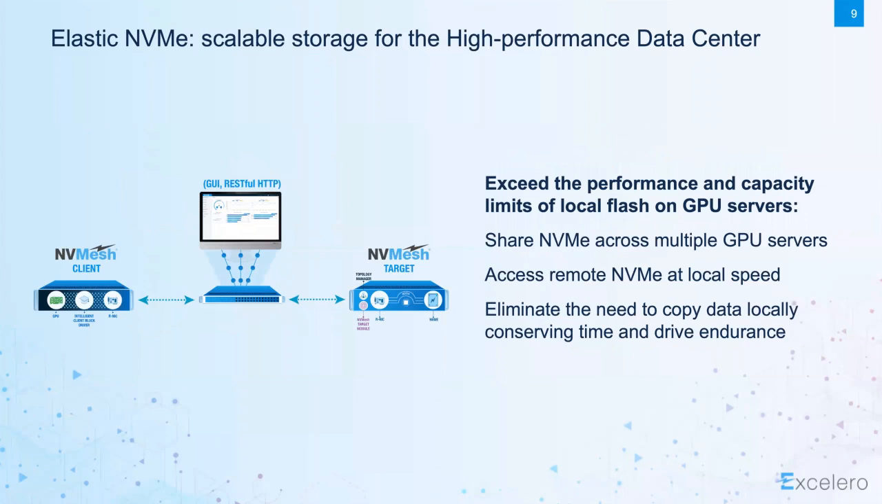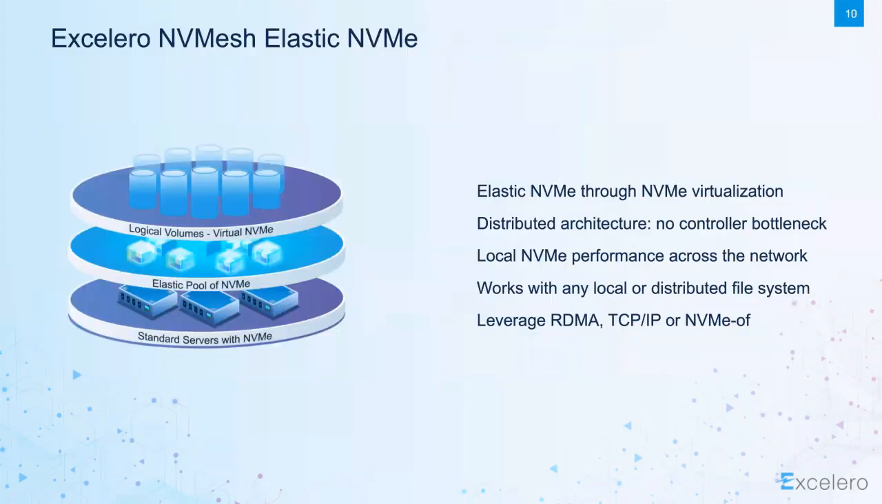Elastic NVMe is a way to provide NVMe storage in a scalable way, where GPUs can either share NVMe capacity amongst GPU servers, or where customers can decide to add a box with a lot of extra NVMe capacity, which the GPU servers can consume as if it were local storage. And our solution, NVMesh, is such an Elastic NVMe solution.